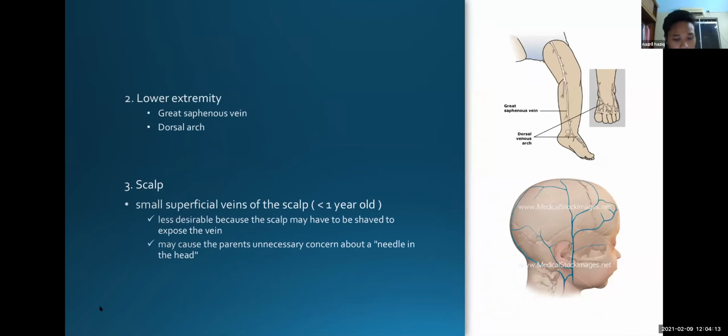And the last one is at the scalp, which is used in infants below 1 year old. However, it is less desirable because the scalp may have to be shaved before the injection to expose the vein, and also the parents' consent is needed. The main problem is that the scalp also has arteries. Sometimes it is difficult to differentiate between artery and vein.